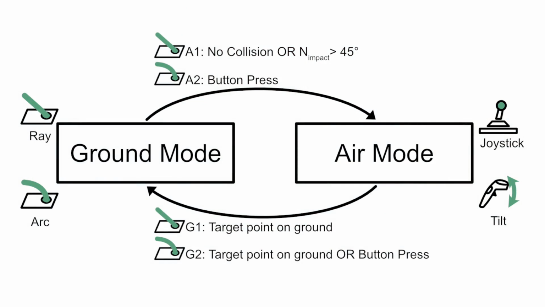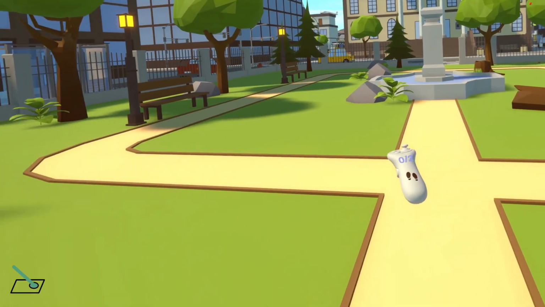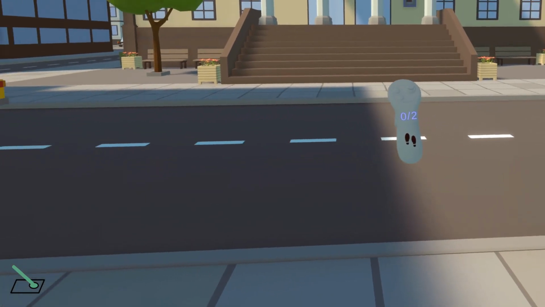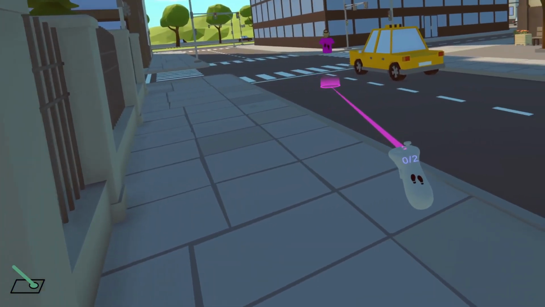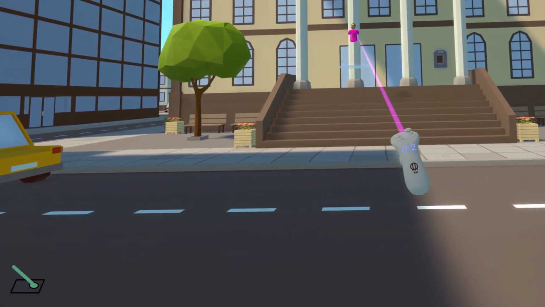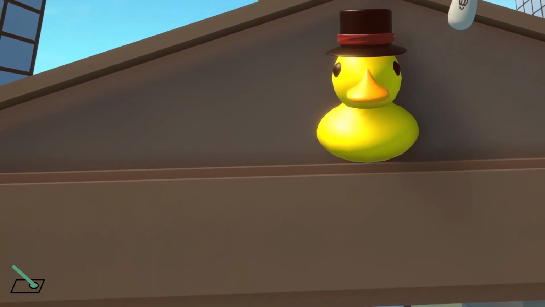To do so, our technique has two states, a ground and an air mode. For the ground mode, we implemented two types of ground navigation tools, ray and arc. With the ray ground tool, the target point is determined by the intersection point of the ray with the ground geometry. The target location can be moved into the air if the ray does not intersect with ground geometry.